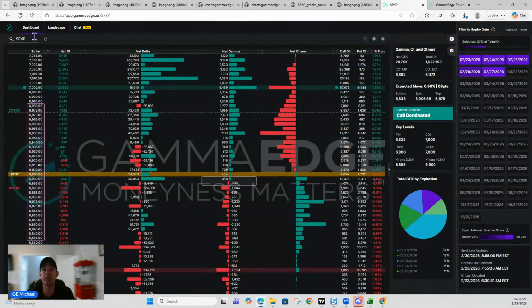So, all right, let's go ahead and jump into some individual equities. I see some people posting already. Let's look at Meta.